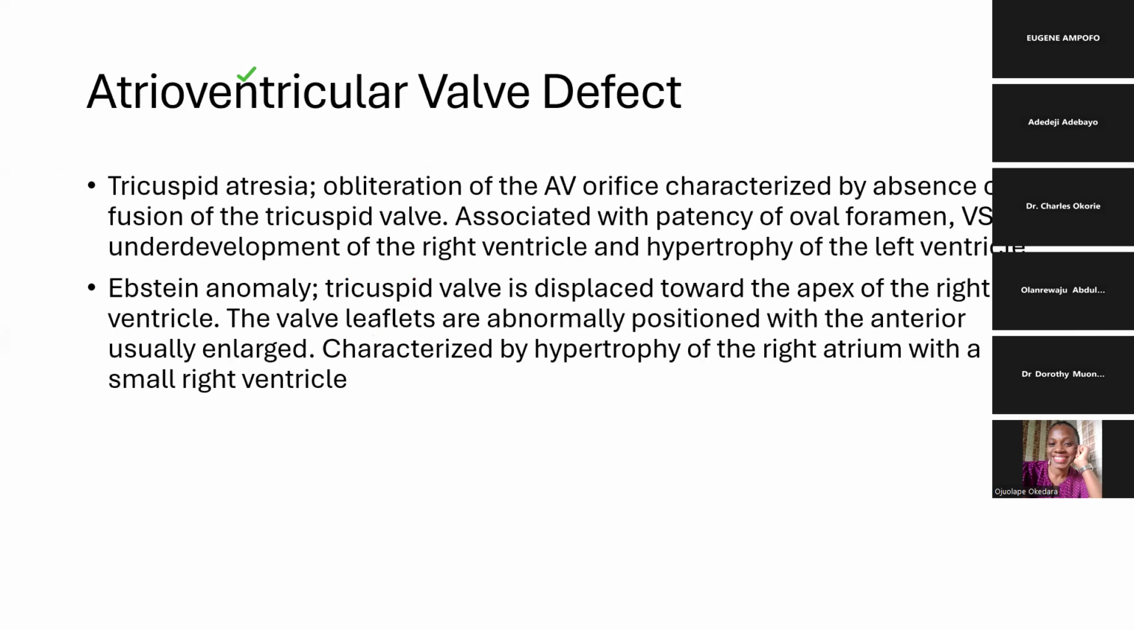When there is a defect of the atrioventricular valve, we can have tricuspid atresia, which is characterized by obliteration of the AV orifice and absence of the tricuspid valve. It can also be associated with patency of the foramen ovale, ventricular septal defects, underdevelopment of the right ventricle, and hypertrophy of the left ventricle. Defects of this valve can also result in Ebstein anomaly, whereby the tricuspid valve is displaced towards the apex of the right ventricle. As a result, the valve leaflets are abnormally positioned, with the anterior usually enlarged, and it is characterized by hypertrophy of the right atrium with a small right ventricle.